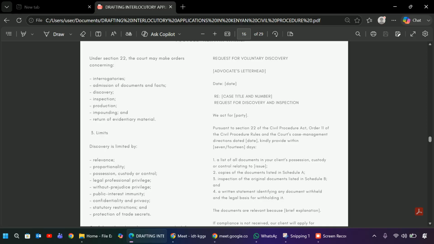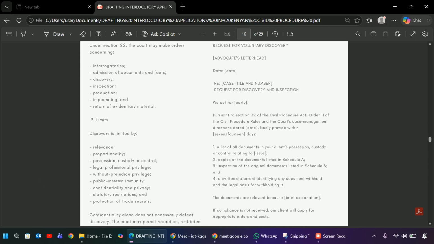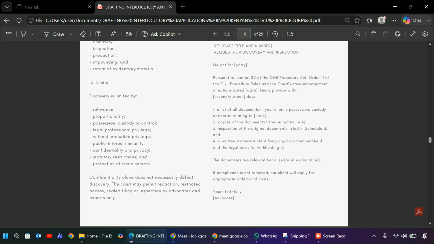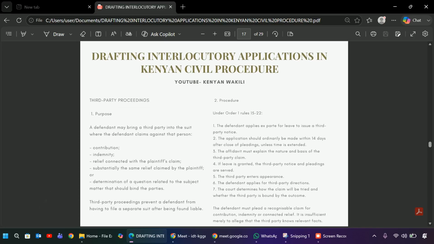So you say, we act for this party and pursuant to Section 22 of the Civil Procedure Act, Order 11 of the Civil Procedure Rules, and Court's case management directions dated this day, kindly provide us within a number of days a list of all documents in your client's possession, custody, or control relating to a certain issue, and give us the copies of the documents listed in Schedule A that you'll attach, and inspection of the original documents listed in Schedule B, and a written statement identifying any document withheld and the legal basis for withholding it. The documents are relevant because you now give a brief explanation why you require those documents. If compliance is not received, our client will apply for appropriate orders and costs. So that is just an introductory letter.